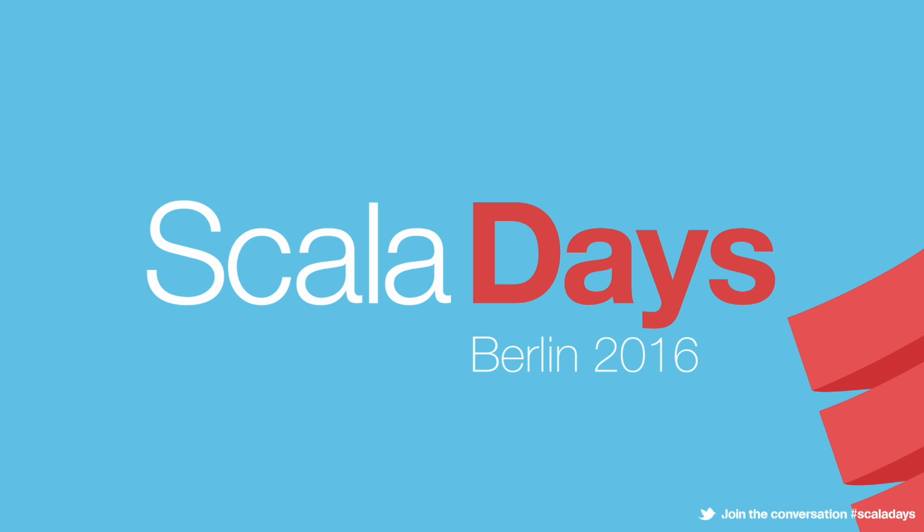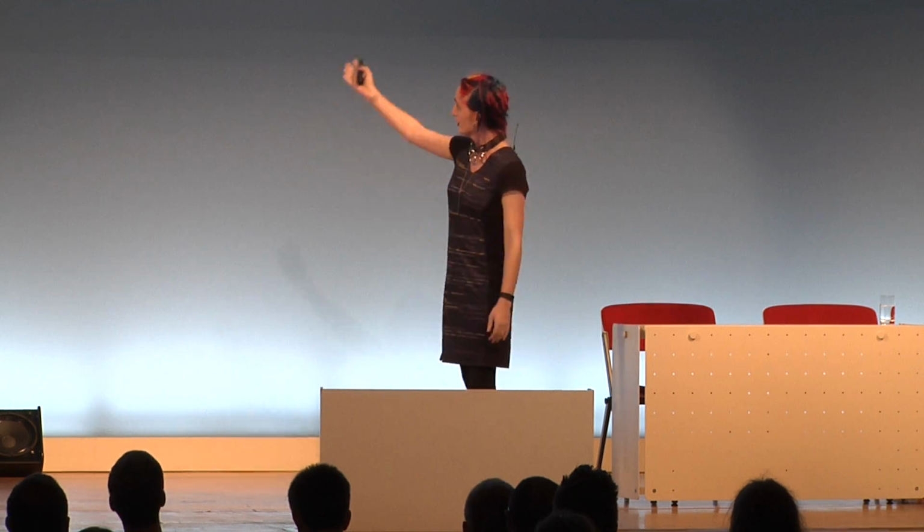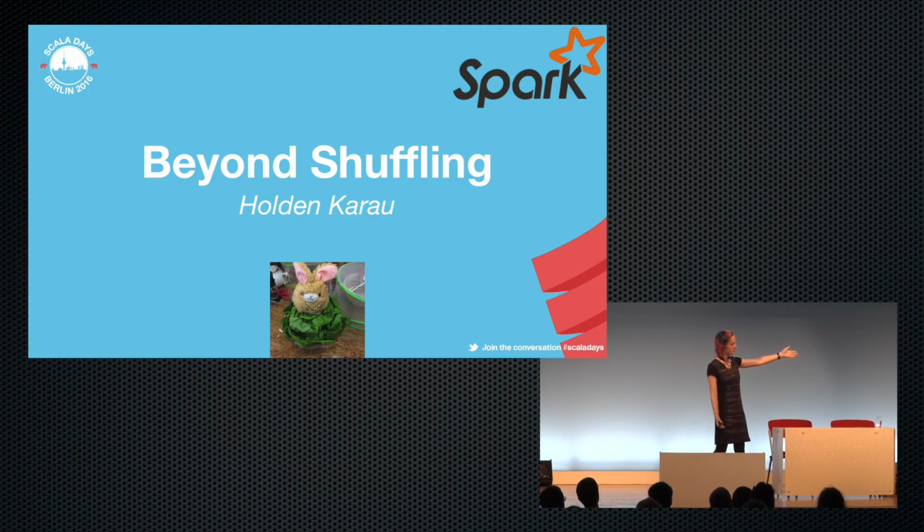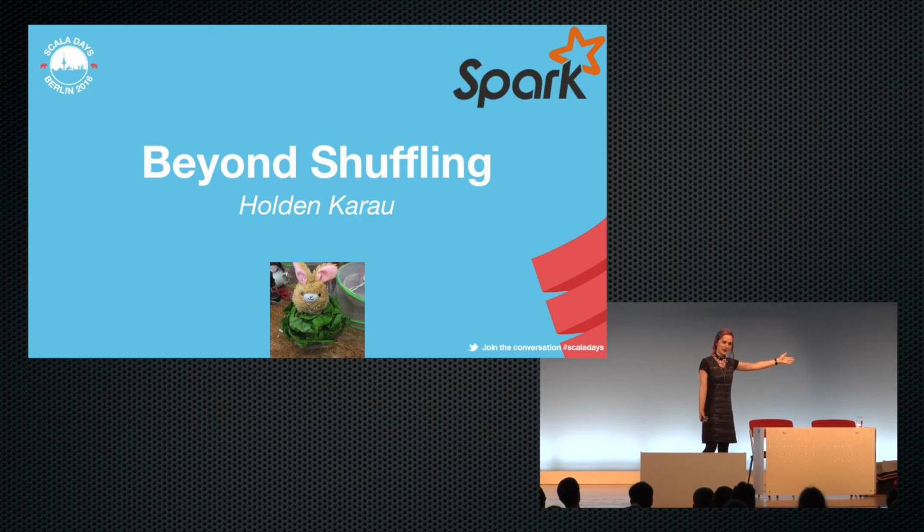So thank you all for coming to Beyond Shuffling. I'm Holden, and the cute bunny is a plushy bunny, and her name is Bun Bun. And my dog over here is named Boo, Boo the dog.